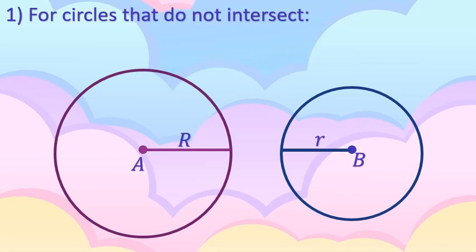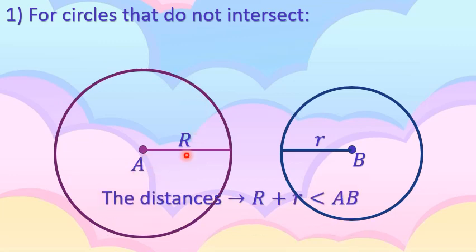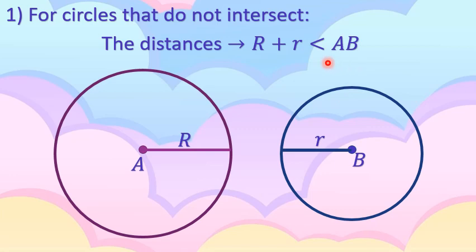For circles that do not intersect, if we call the big circle's radius capital R and the small circle's radius lowercase r, and the center of the blue baby circle is B, while the big purple circle has center A, then the distance AB will be bigger than the sum of the radii. So R plus r is smaller than the distance AB for circles that do not intersect.